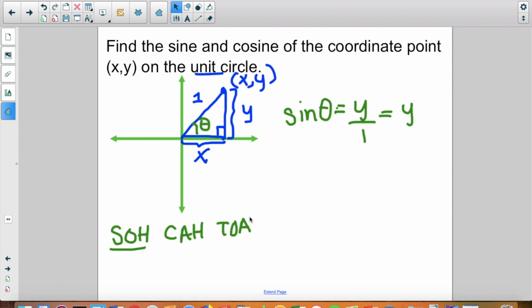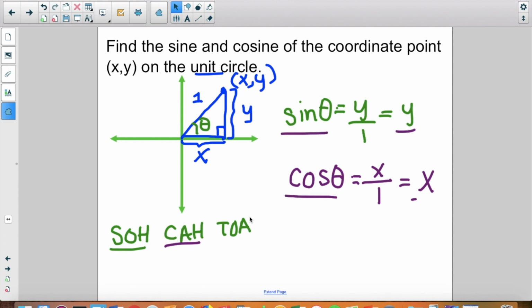Now let's find the cosine. So cosine of theta, to find that, we use CAH. So we use adjacent over hypotenuse. The adjacent side is x, the hypotenuse is 1. So we get that cosine of theta is x. This is really, really important, that the sine is equal to y and the cosine is equal to x.